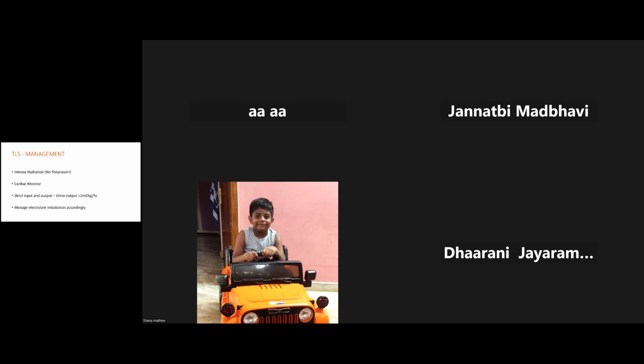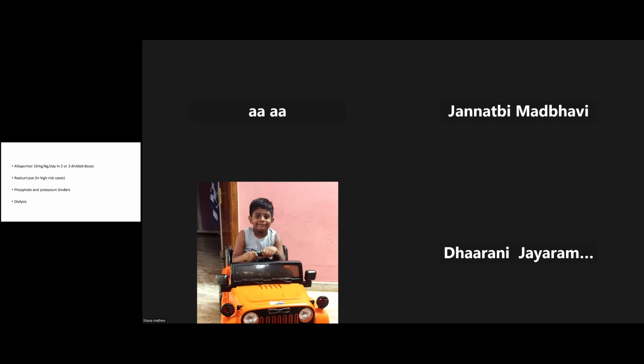So how do you manage these children? Intense hydration is the key. In the hydration, potassium should be avoided because in tumor lysis syndrome you already have a high potassium level in the blood. So no potassium containing fluid should be given. Cardiac monitoring should be done. Strict input and output should be maintained with a urine output target of more than 2 ml per kg per hour. And you should manage electrolyte imbalances accordingly.